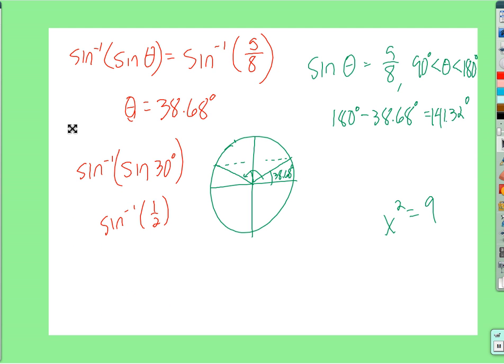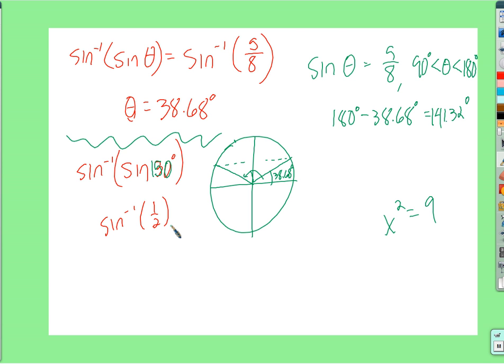I just want to mention this real quick. You kind of already saw it, but what if I put 150 instead of 30? The same thing will happen. What's the sine of 150? A half. Okay, there it is, a half. But what happens when I take the inverse sine of 1/2? Let's see, this is a different problem. So the inverse sine of 1/2 is 30 degrees.